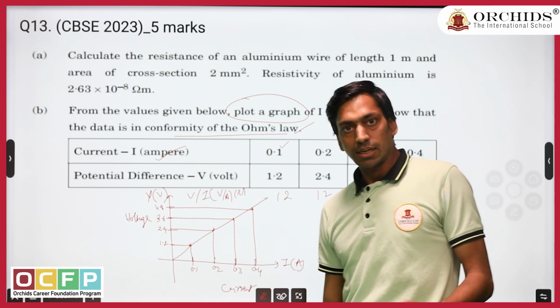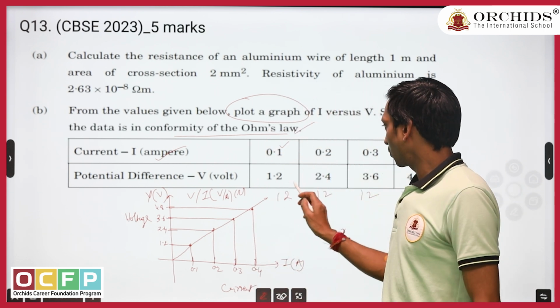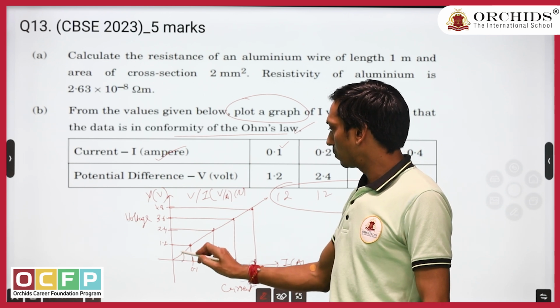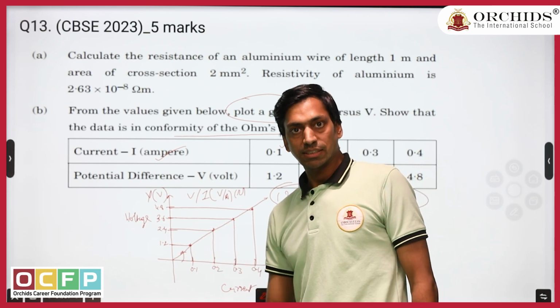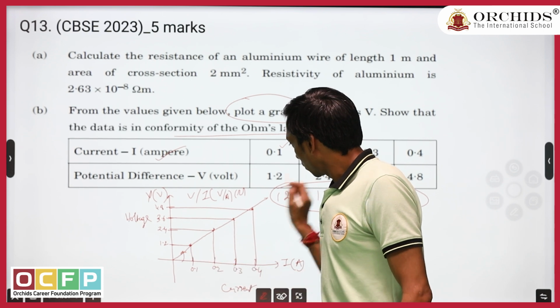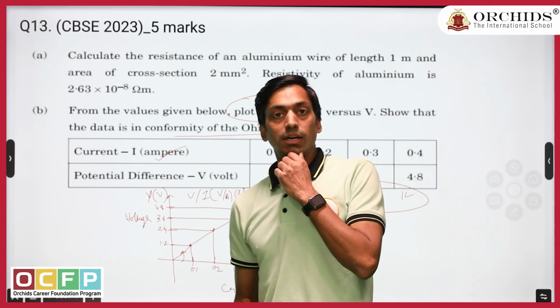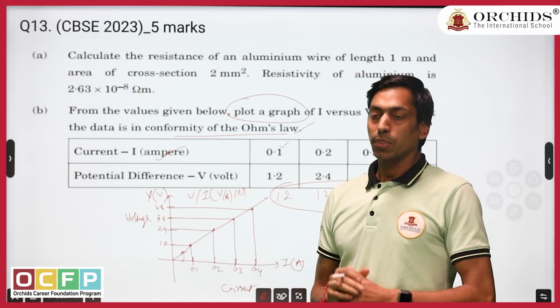That is the resistance, and in this case the ratio is also constant. The ratio is constant means the slope of the graph is constant. Slope means the angle with the positive x-axis in the anti-clockwise direction. So that constant slope represents that the graph is in conformity with Ohm's law.